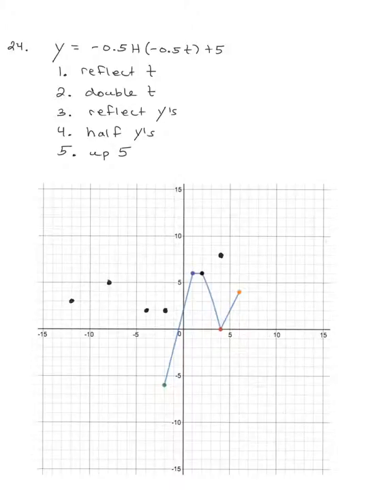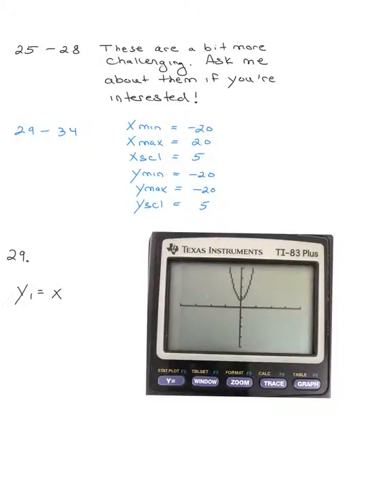And when I connect my points, this is the graph. It's reflected over the t's, I doubled them, reflected the y's, and took half, and went up 5 places. For questions 25 through 28, those are definitely a bit more challenging, so if you're interested in trying them, give them a shot, and I'd be happy to go over them with you.